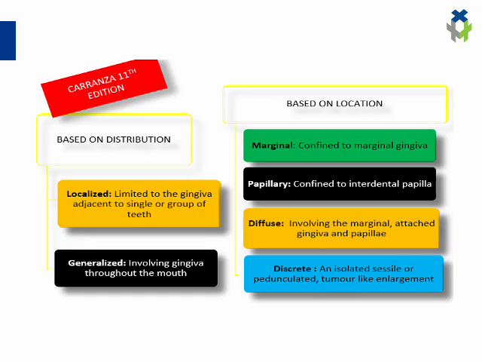Based on the location, gingival enlargement can be subclassified into marginal, which is confined to the marginal gingiva; papillary, which is confined to the interdental papilla; diffuse, which involves the marginal, attached and interdental papilla; and discrete, where an isolated sessile or pedunculated tumor-like enlargement is seen. Based on distribution, it can be either localized or generalized. Localized is mentioned when it is limited to the gingiva adjacent to a single tooth or group of teeth, whereas generalized is when it involves the gingiva throughout the mouth.